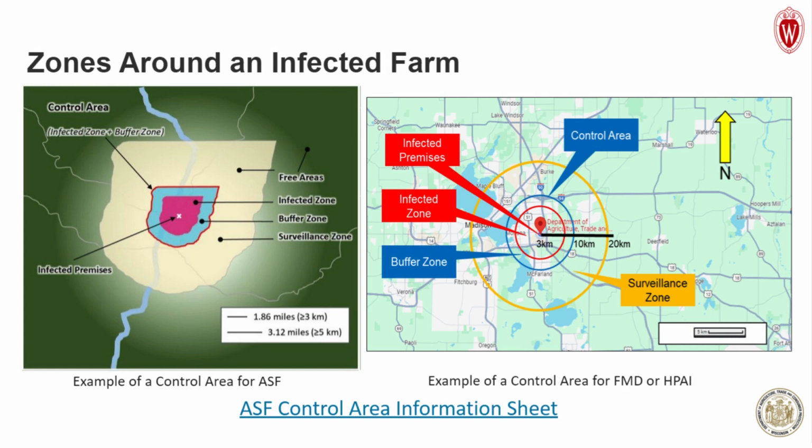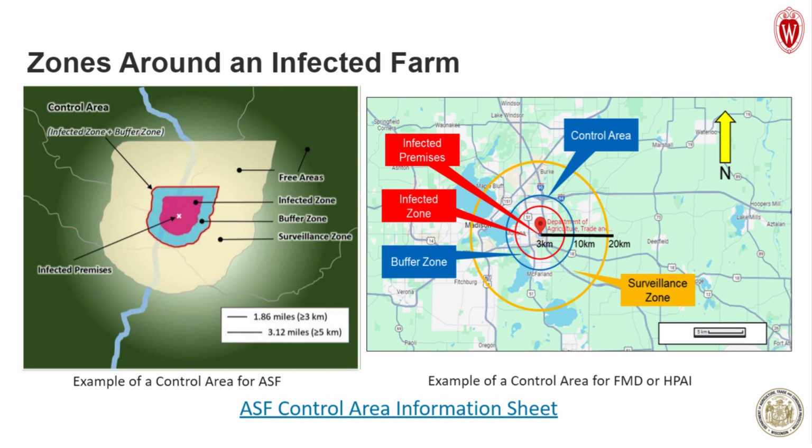Once a foreign animal disease has been diagnosed on a farm, we establish several zones around the infected premises. The zone that is nearest to the infected farm is called the infected zone. The next zone is the buffer zone, and the third is called the surveillance zone. The distance away from the infected farm for each zone varies by disease, but the approach is similar.